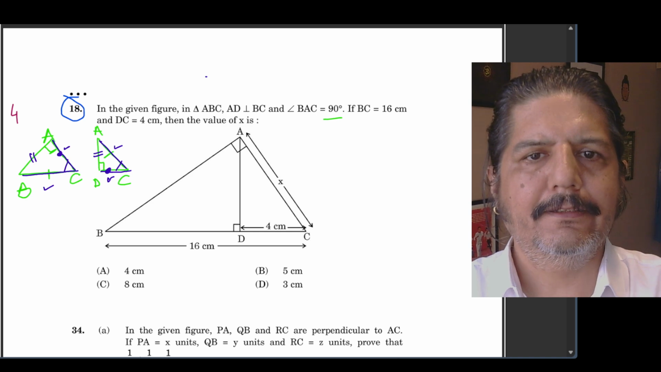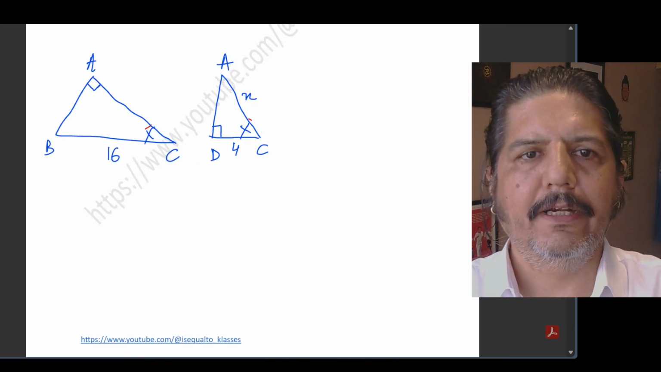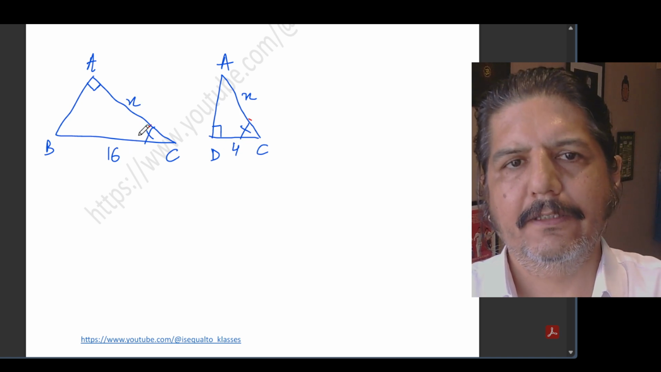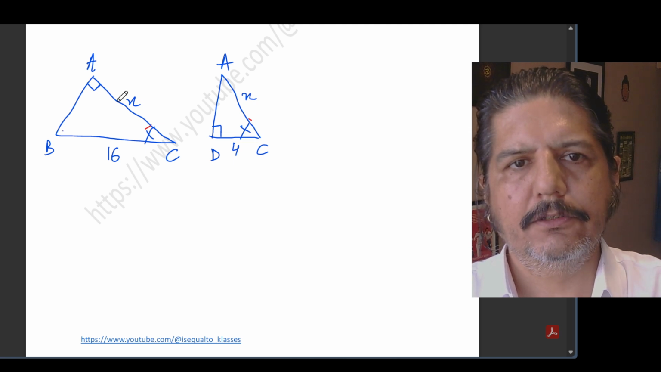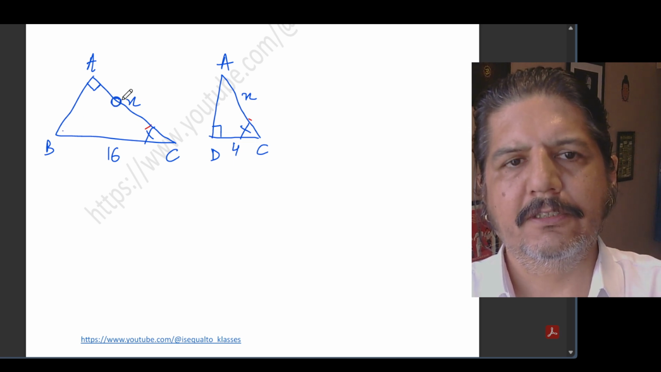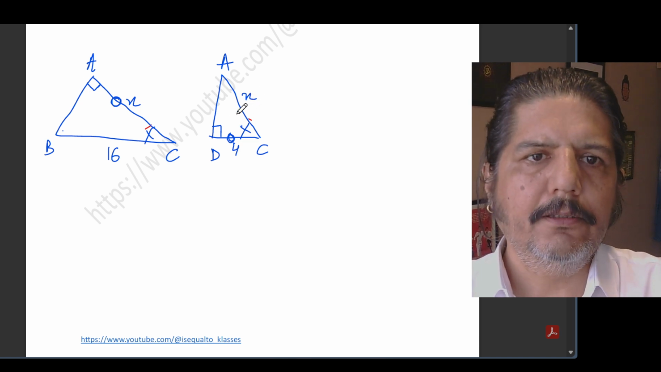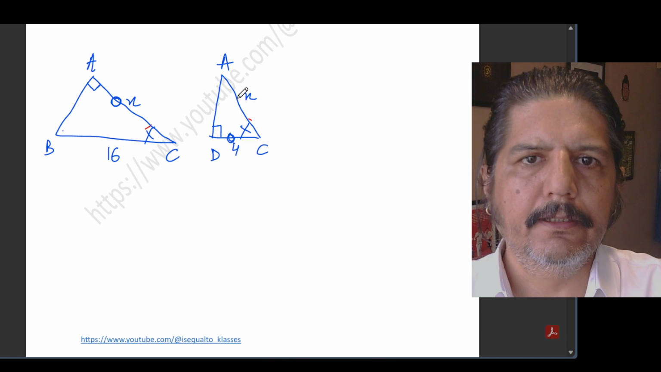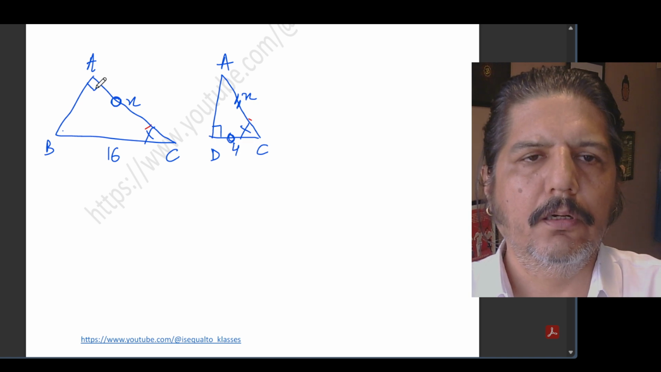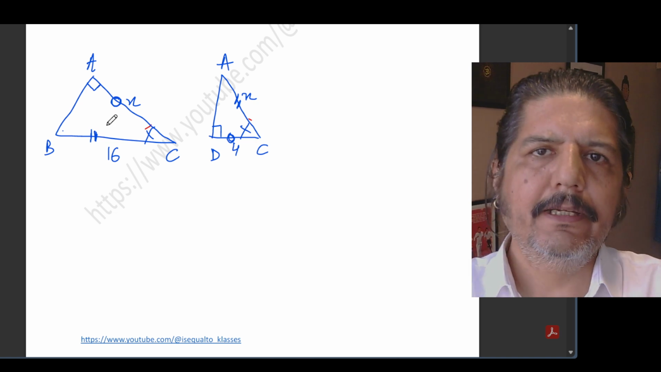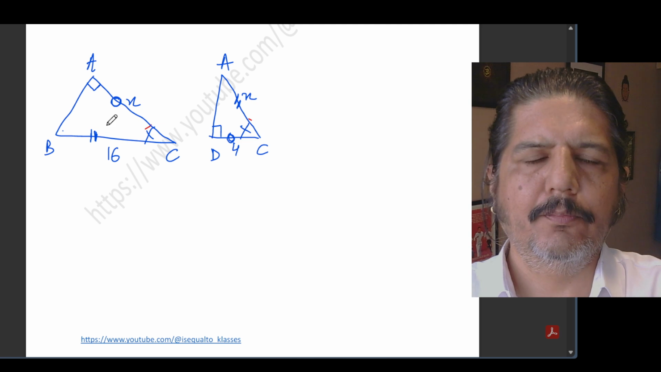So in this case, I know my AC. I have to find this, this is x. I have marked this is 4. This is x. I have marked that this side is proportional to this side. I have marked that this side is proportional to this side, opposite to 90. So my sides and angles are clearly marked. And now I just have to take the proportion.